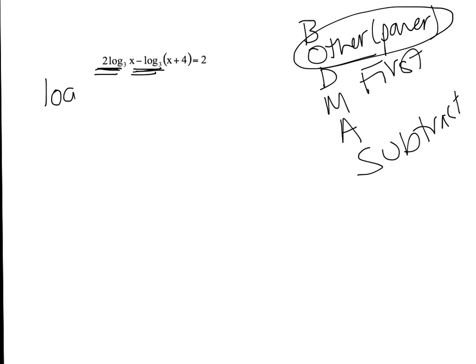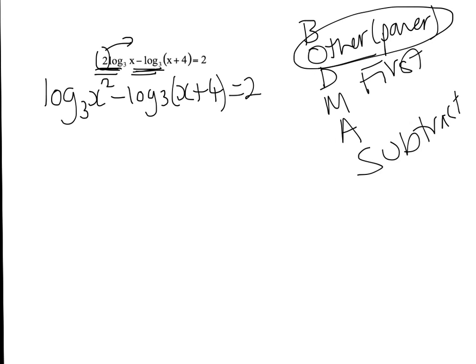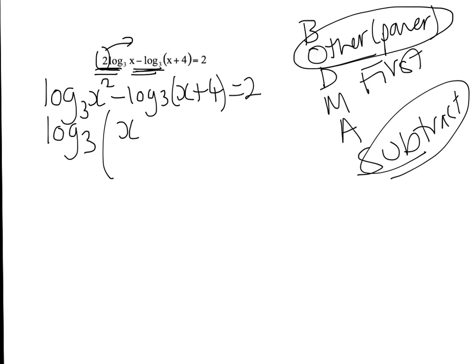So we're going to end up with log base 3 of x, and this 2, using my little power rule, is going to come in front. And then I'm going to write everything else out again. Okay, bang, bang. Now I've done my power rule, now I can do my subtraction rule. My subtraction rule says it's going to be a single log of x squared over x plus 4. So a single log, because they're dividing, equals 2.